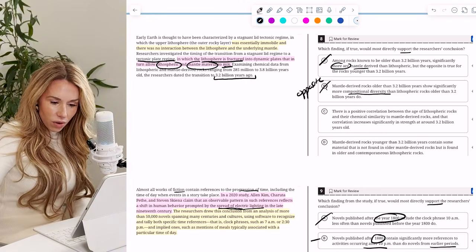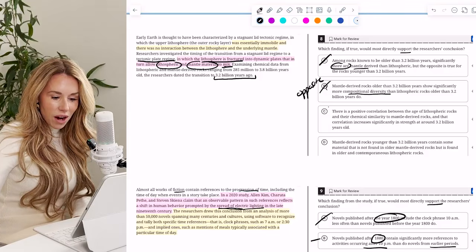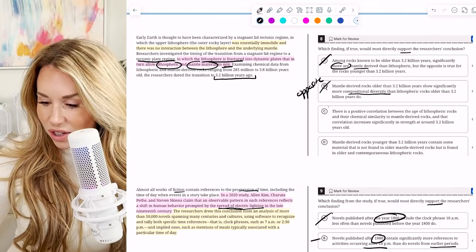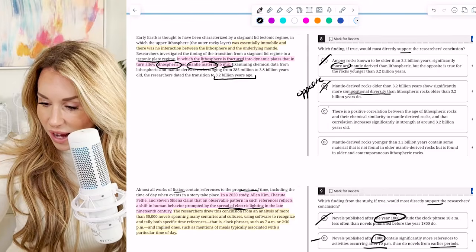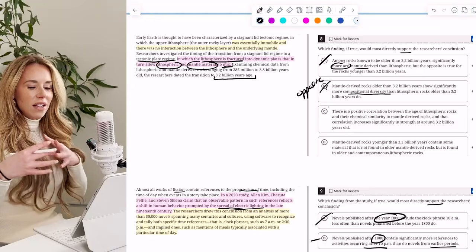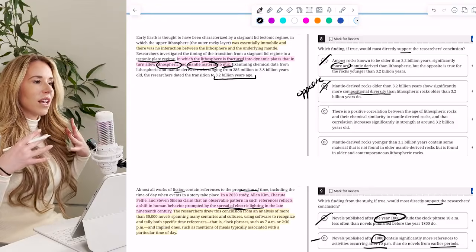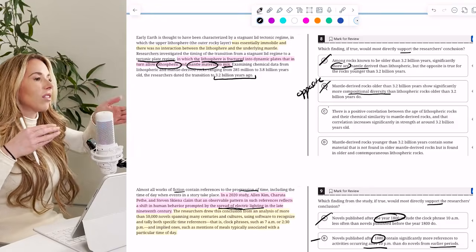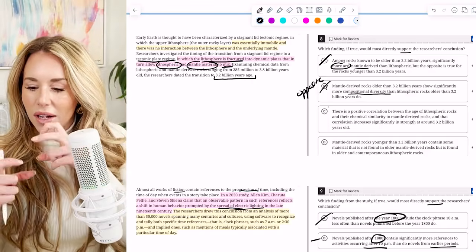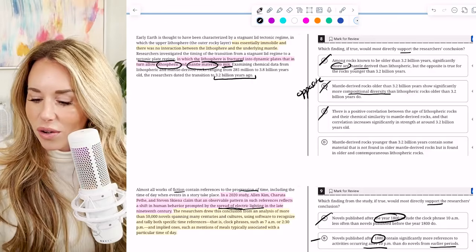C, there is a positive correlation between the age of lithospheric rocks and their chemical similarity to mantle-derived rocks, and that correlation increases significantly in strength at around 3.2 billion years old. No, because if they didn't mix before that, it wouldn't increase in strength. It would literally be at 3.2 billion years and on. They show a chemical similarity, so that's out.